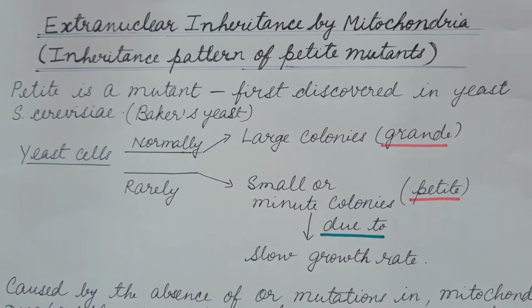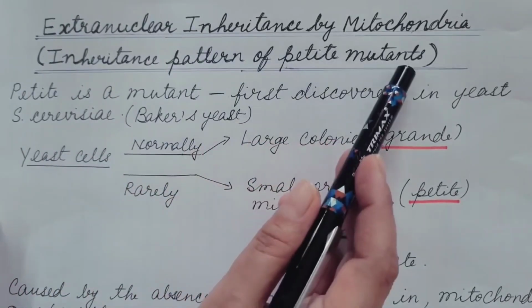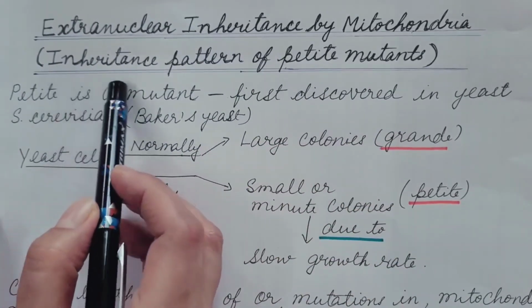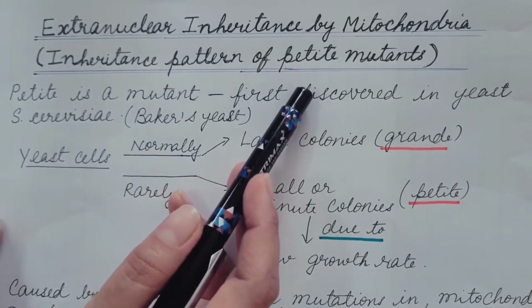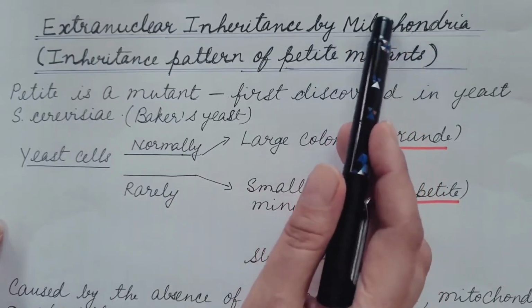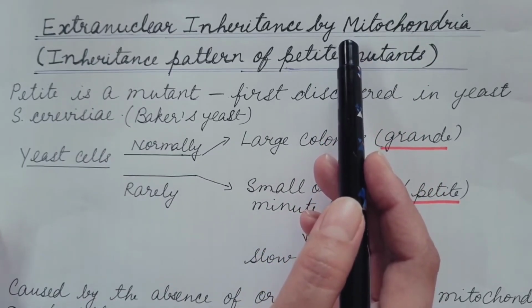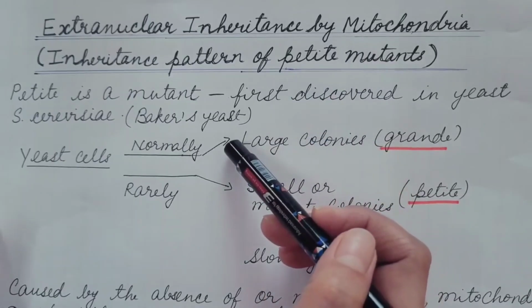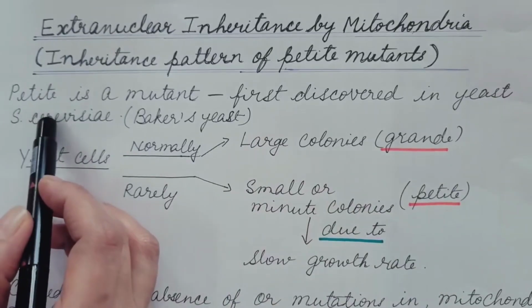Since the chloroplast has its own DNA and it is present in the cytoplasm, it is also known as cytoplasmic inheritance. So we are going to discuss extranuclear inheritance by mitochondria. Here we will discuss the inheritance pattern of petite mutants. Like chloroplast, mitochondria also contain their own DNA, and mitochondria are also present in the cytoplasm, so it is also known as cytoplasmic inheritance. So what are these petites?